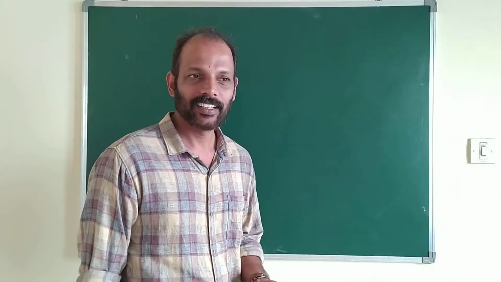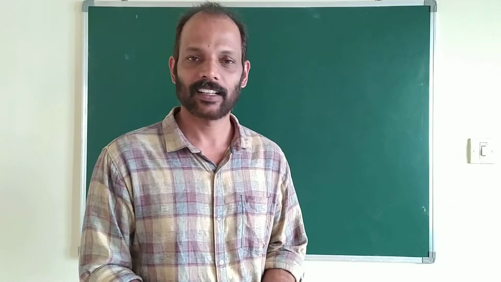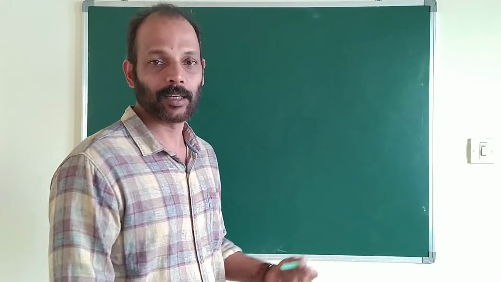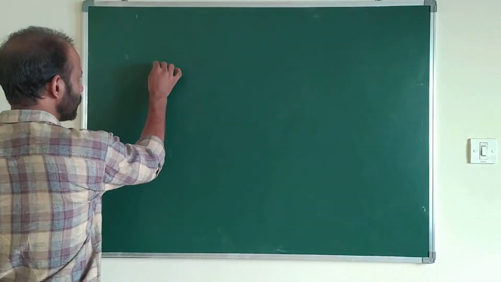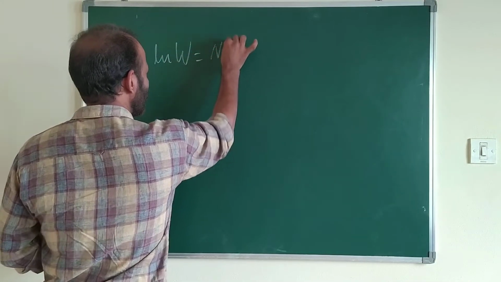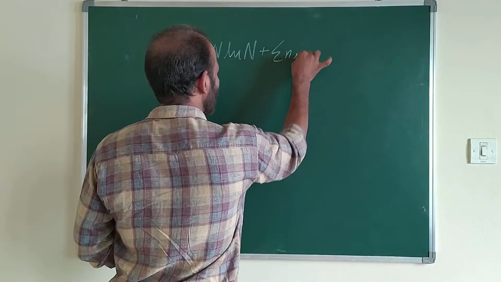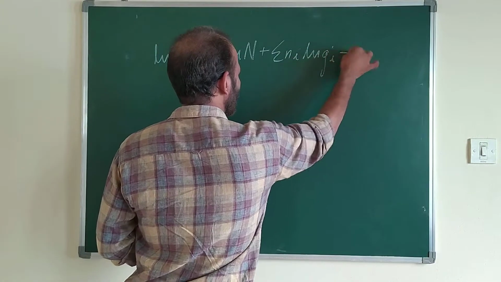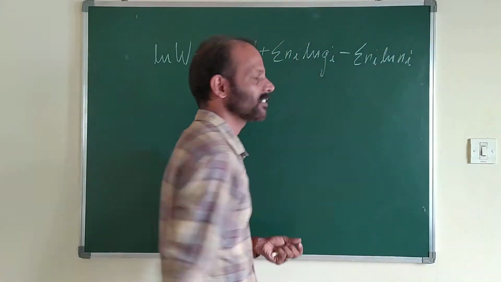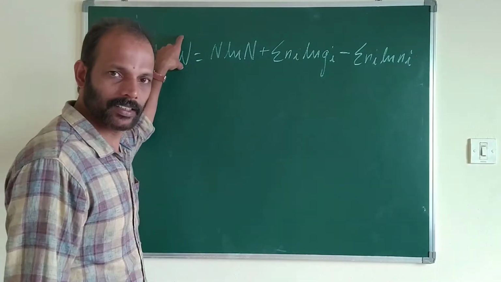In our last lecture, we discussed the equation obtained by applying Stirling's approximation. That is the equation for probability W. That is, ln W is equal to n ln n plus sigma ni ln gi minus sigma ni ln ni. This is our equation for thermodynamic probability W.